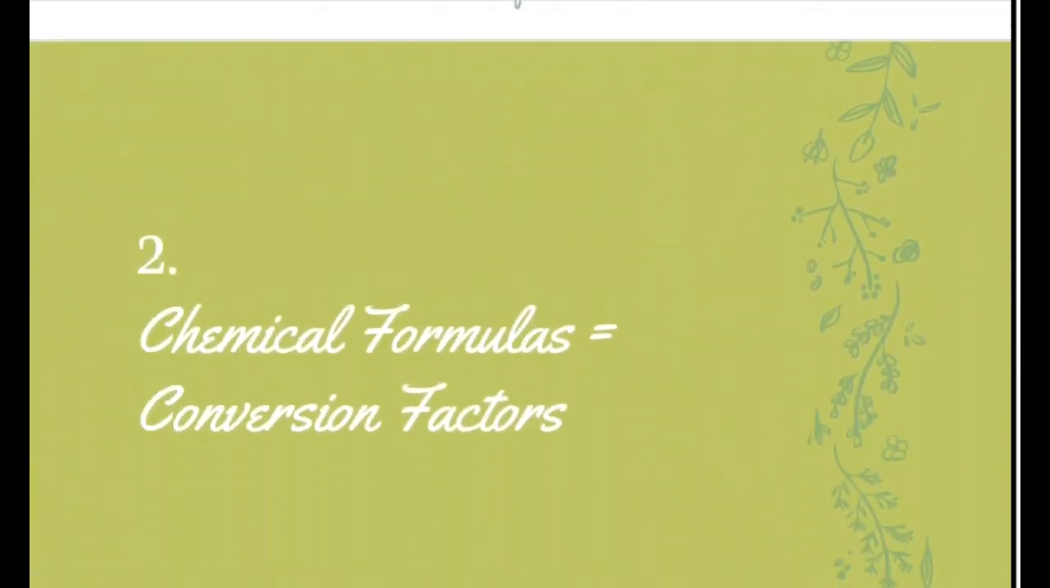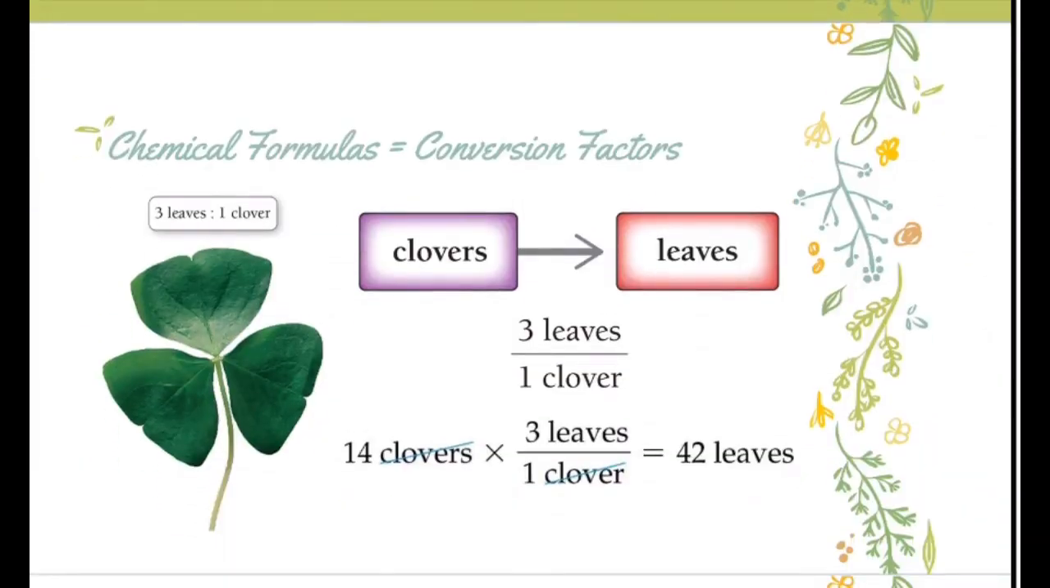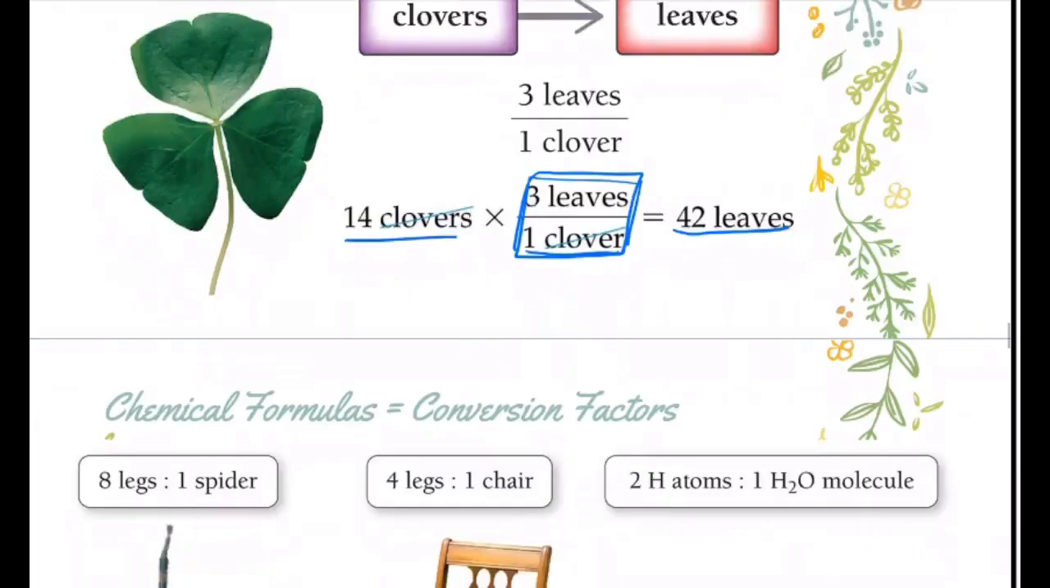Okay, so we can also use chemical formulas as conversion factors. So conversion factors, as you know, get us from one unit to the other. So a chemical formula we can set up as a conversion factor. So for example, if 1 clover has 3 leaves, then I can say 3 leaves is equal to 1 clover. So if I have 14 clovers, how many leaves would that be? Well, 1 clover is equal to 3 leaves. I can use that as a conversion factor to figure out how many leaves. So we can count how many atoms are in a compound and use it as a conversion factor to one of those compounds.